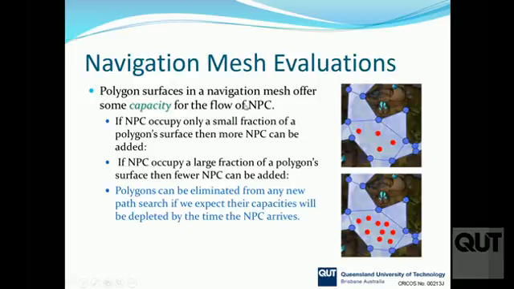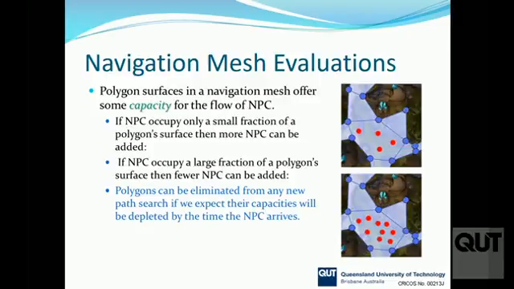So if NPCs occupy only a small fraction of a polygon surface, then more NPCs can be added, or more NPCs can move through here. If NPCs occupy a large fraction of the polygon surface, then really fewer NPCs can be added to it. And that can also be used to decide whether your pathway should go that way or a different way. So again, polygons can be eliminated from any new path search if we expect their capacity will be depleted by the time the NPC arrives.